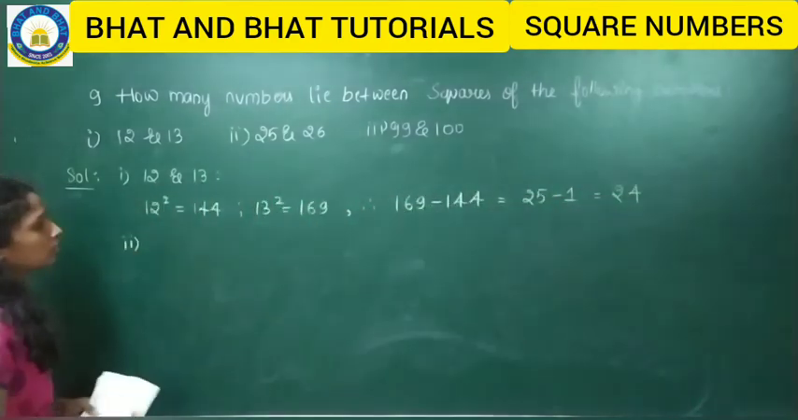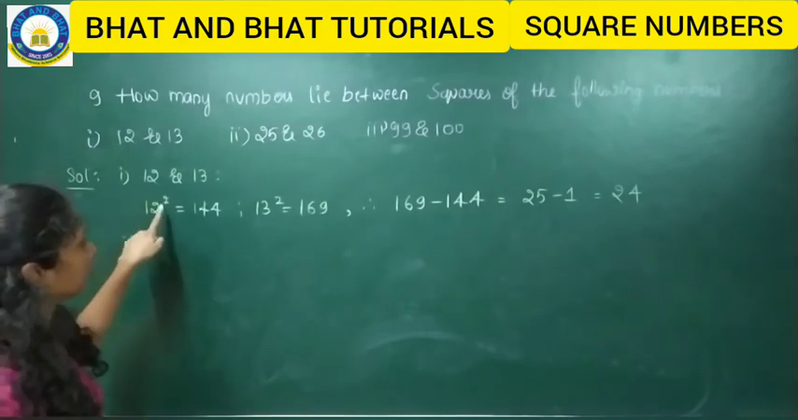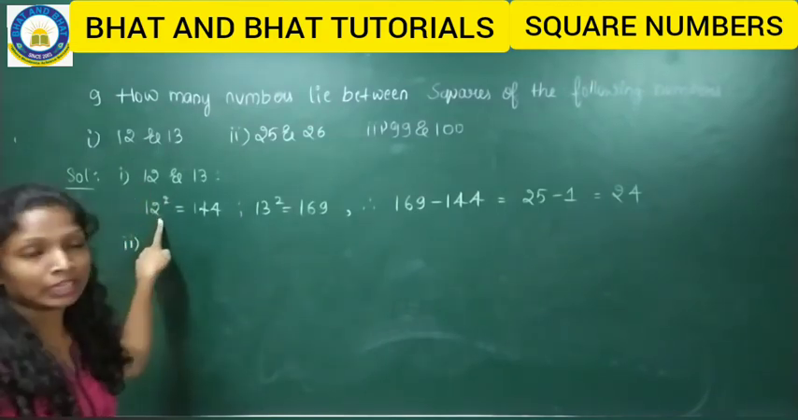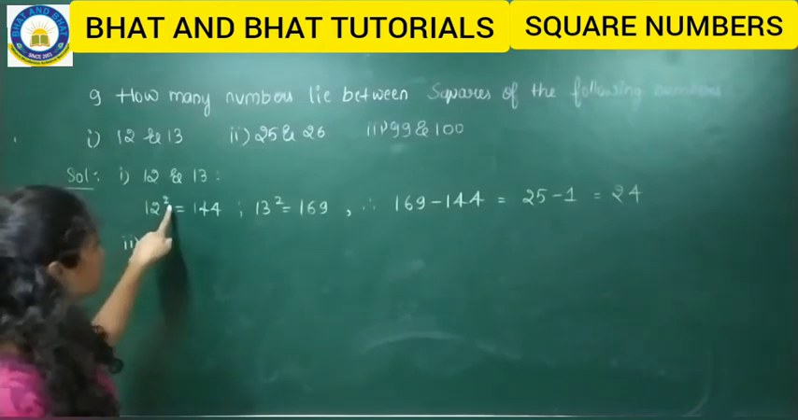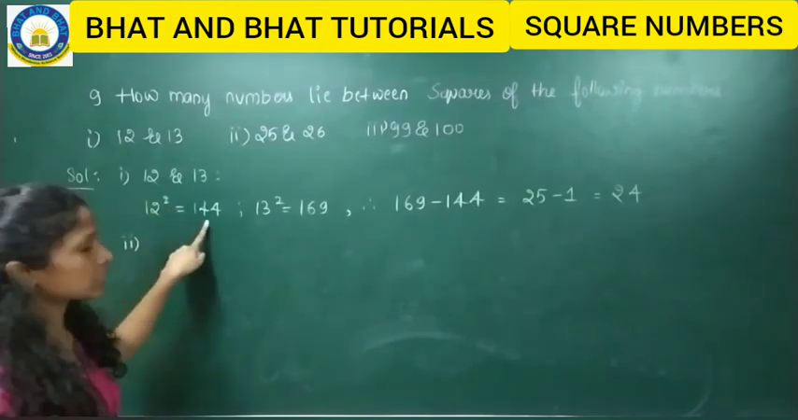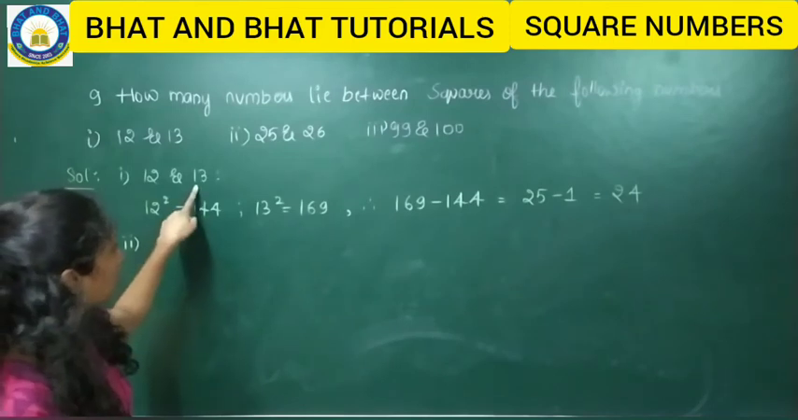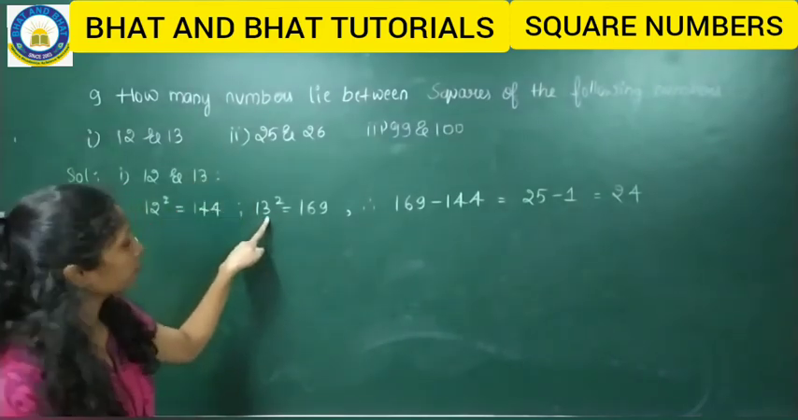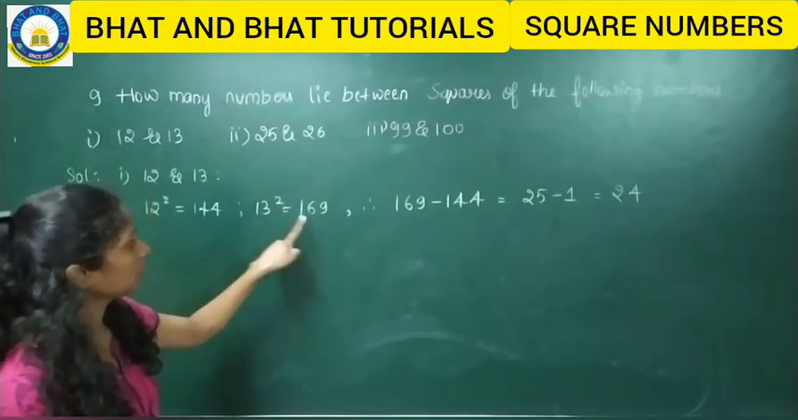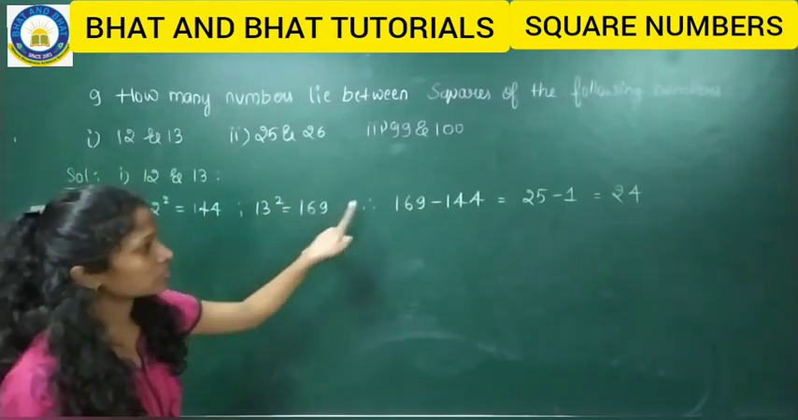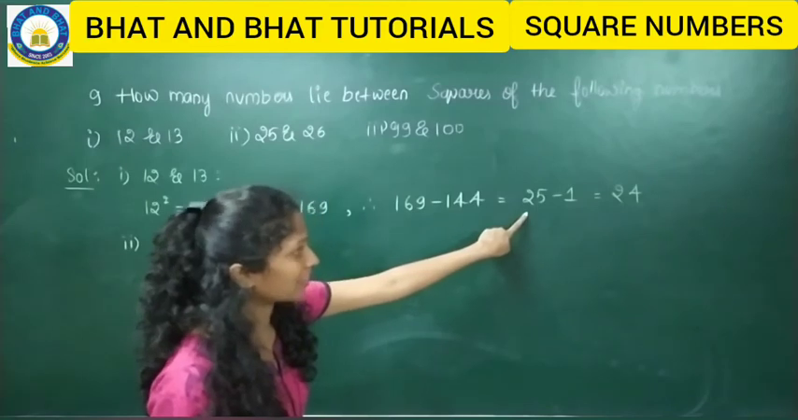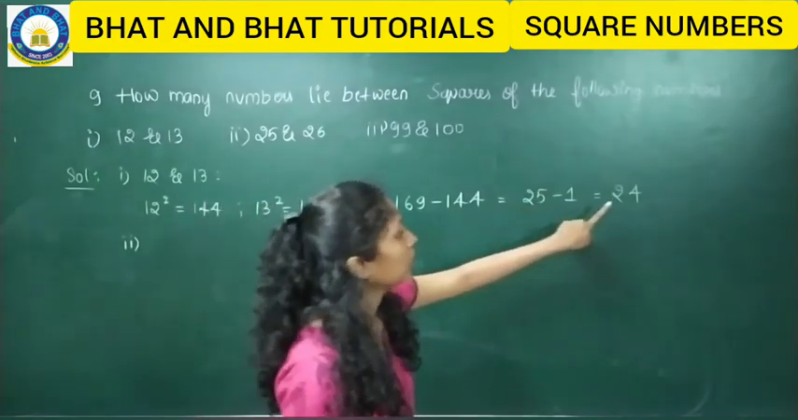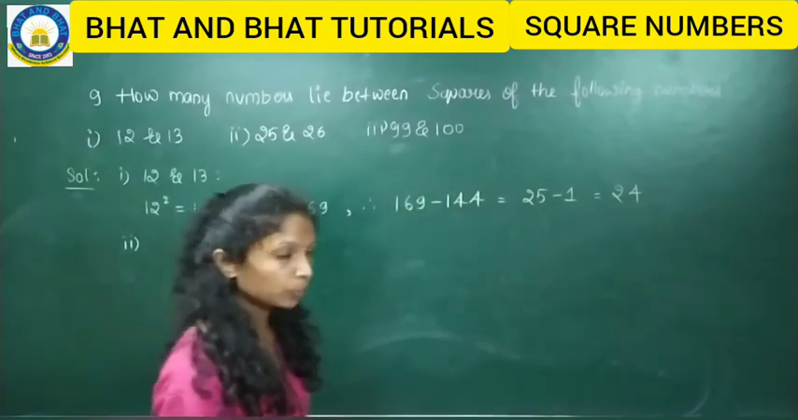Okay, got this? See here, first you will find the 12 square. Since the number is 12, I will be finding the square of that number. 12 square is 144, and the next number is 13. I'll find the square for 13. 13 square is 169. So 169 minus 144 gives me 25. For 25, it is compulsory that you will be doing minus 1, and you will get the answer as 24.